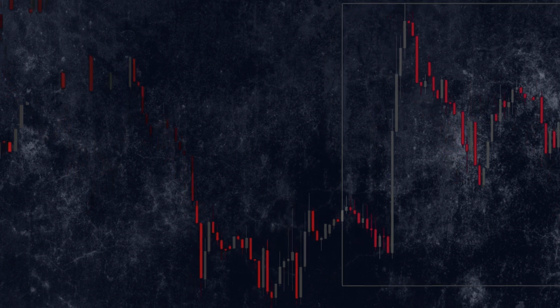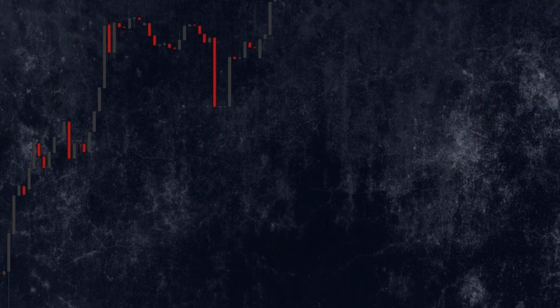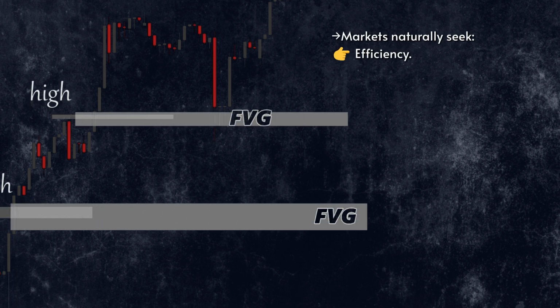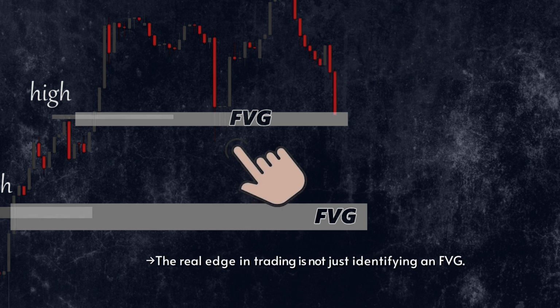So, I'm going to leave you with this provocative thought to ponder the next time you boot up your trading platform. If algorithms purposely leave these footprints unfilled over 60% of the time, are you actually trading alongside the real smart money? Or are you just chasing ghosts? It's a vital question for anyone looking to master market structure.